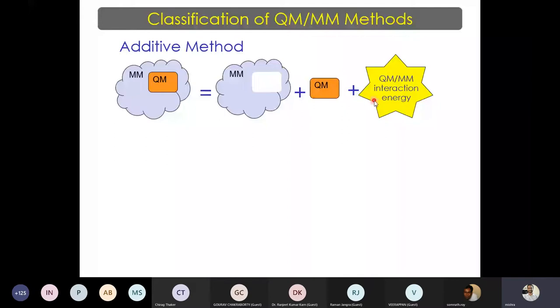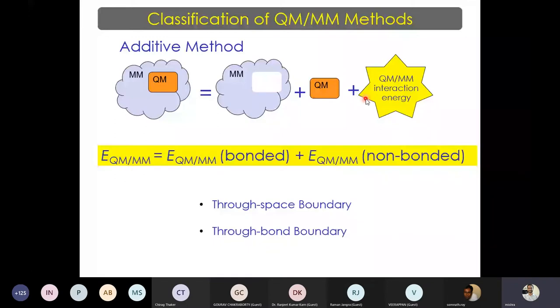Now, how do I take care of these interactions? Conventionally, we decided that all these interactions will be treated in a classical way. So all the interaction energies can be divided into two groups. One is the non-bonded type of QMMM interaction. Another is the bonded type of QMMM interactions.